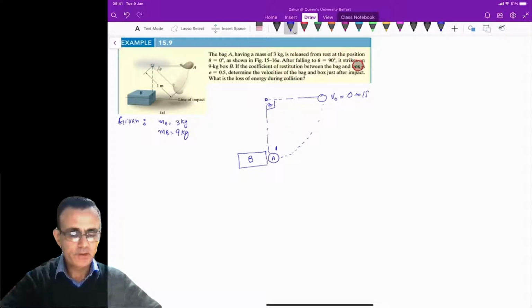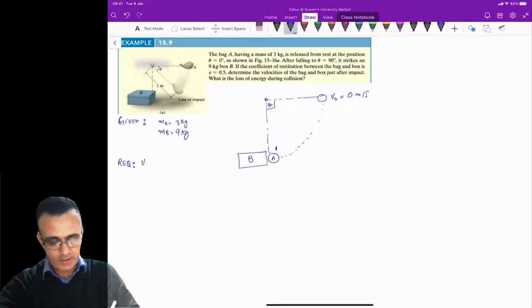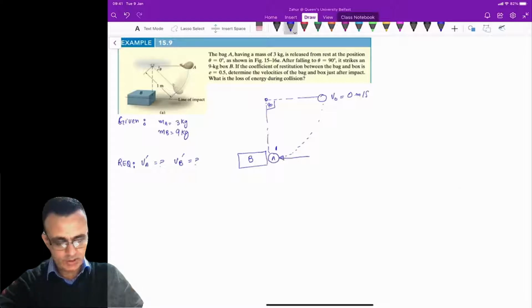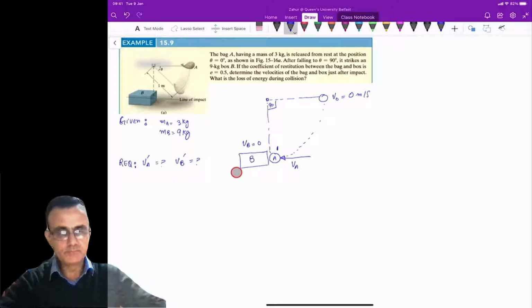Okay, so in this case, the requirement is, after impact you need to calculate the velocity of A. So you can call it VA dash, and you need to calculate VB dash, which are the velocities of A and B after impact. And the velocity of A is again at this location. We know that the velocity of A will be in this direction here, and VB is 0, because this box is stationary here.